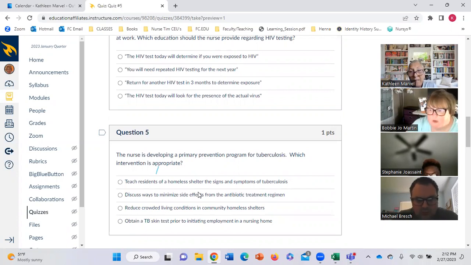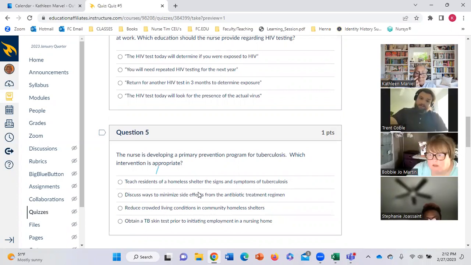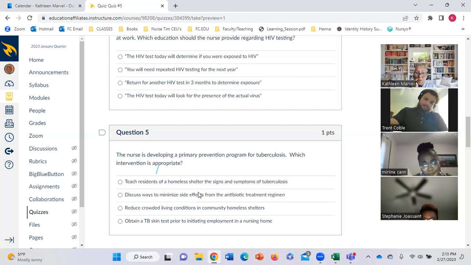Remember, we're trying to prevent something before it happens. Make sure the place isn't crowded, so nobody catches it if somebody does have it. We want to reduce a crowded population to try to prevent it, because in a crowded place, one person can probably have it and transmit it to everybody. Yep.